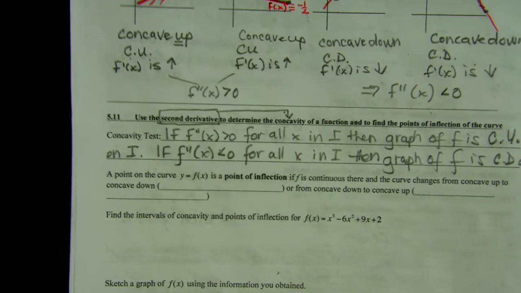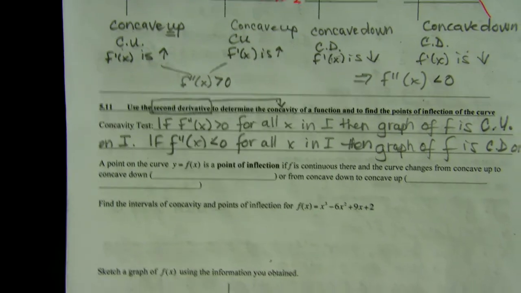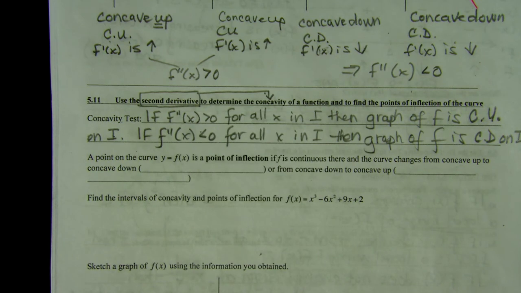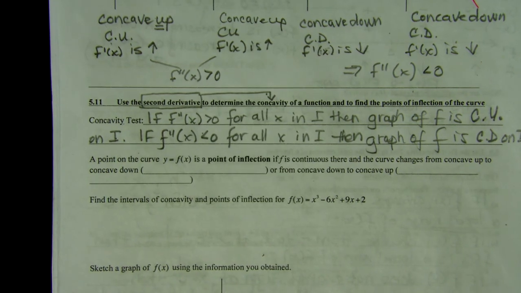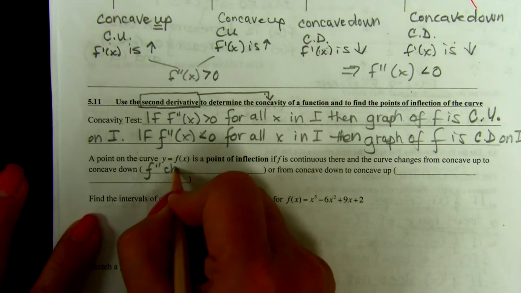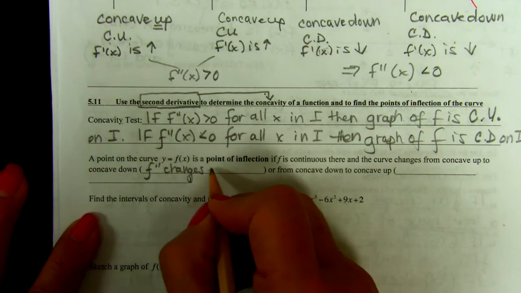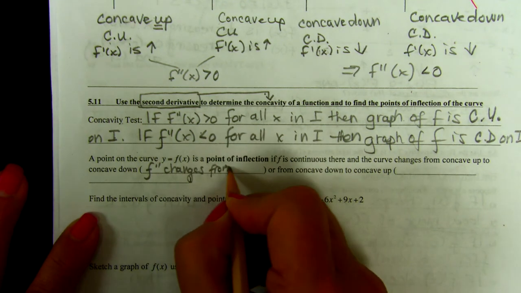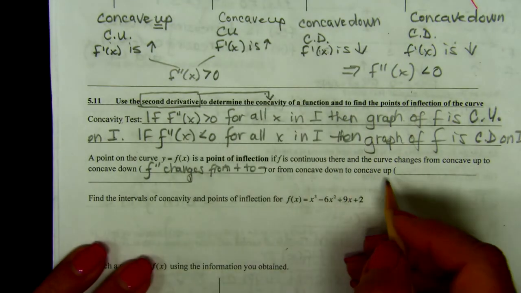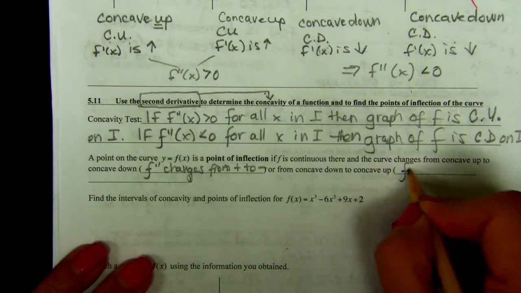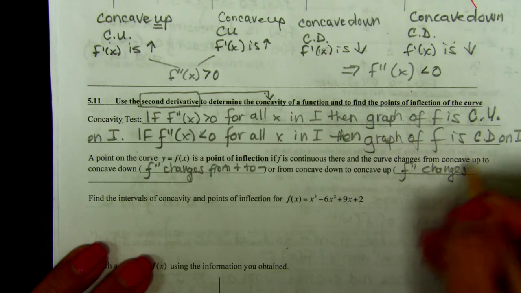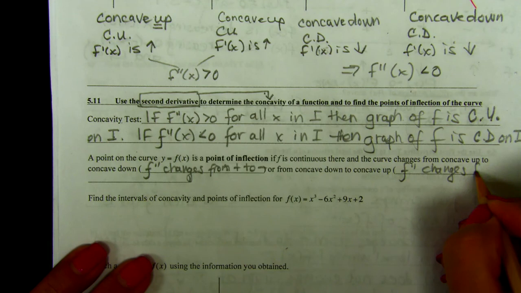A point on a curve, f of x, is a point of inflection if x is continuous there and the curve changes from concave up to concave down. In other words, the second derivative changes from positive to negative, or from concave down to concave up. Well, that means it changes from negative to positive.